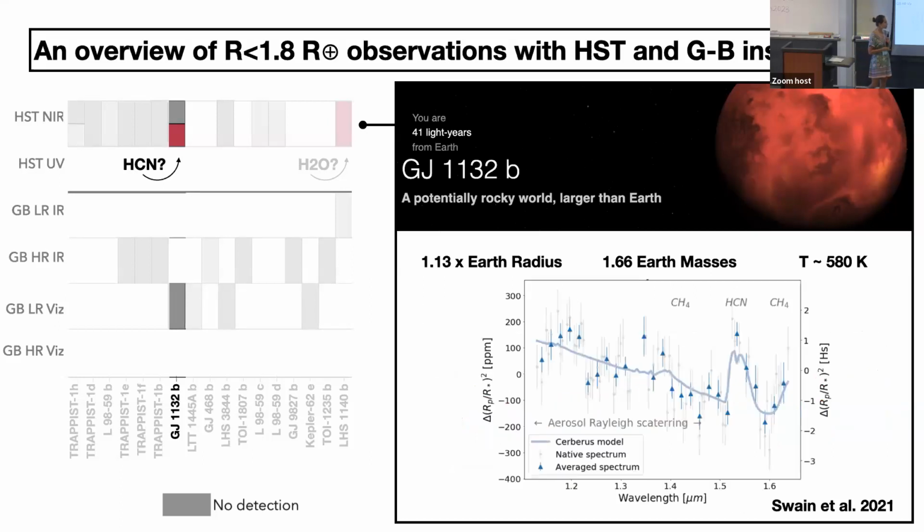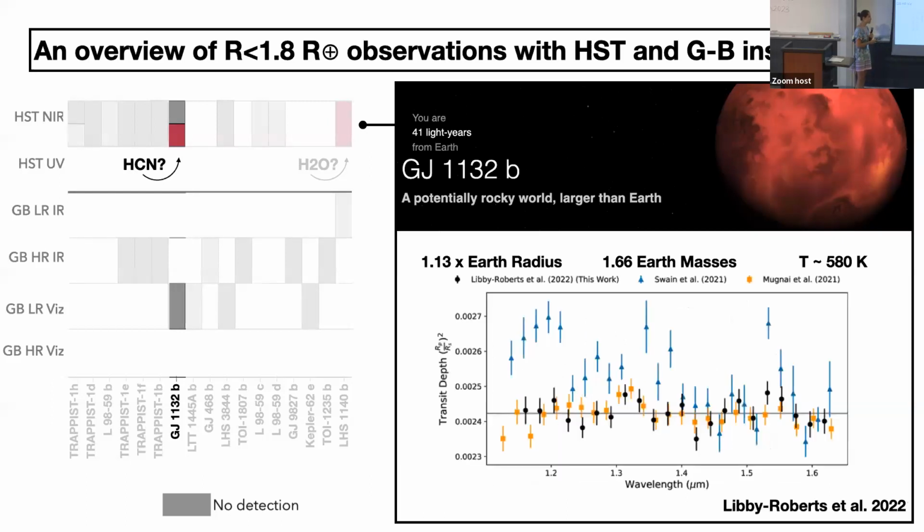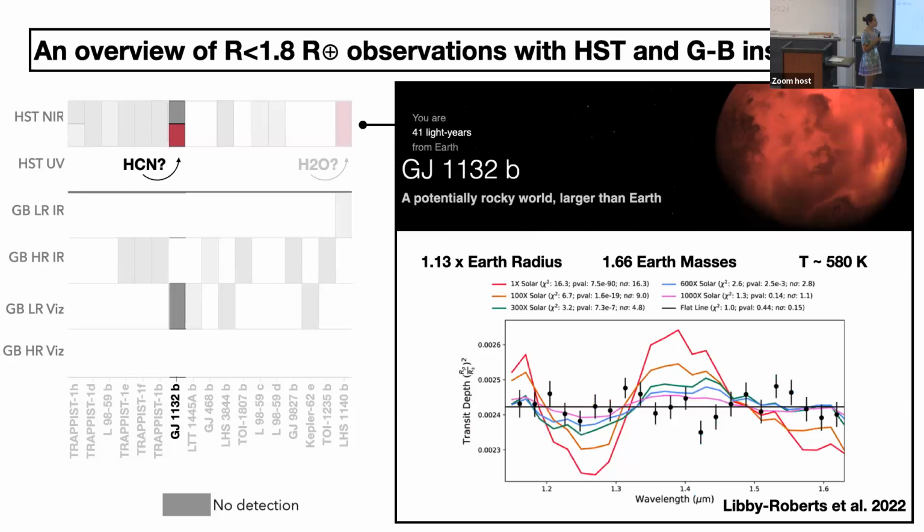And then the initial analysis of the Hubble data showed this spike in the regime where you might expect HCN to absorb. Now, reanalysis of the data by 2 different groups showed a completely different story. You no longer see that spike that was synonymous with the HCN detection. Furthermore, you can see that 2 of these analyses line up fairly well, and 1 maybe could be an outlier. And if you look further at the Libby Roberts analysis of the data compared to these different 1 times, 100 times, 300 times solar metallicity models, we're now able to rule out scenarios up to 300 times solar, which is great. But again, there are no big whopping spectral features that jump out at you. And so this suggests that maybe GJ 1132 still has some issues to be worked out.